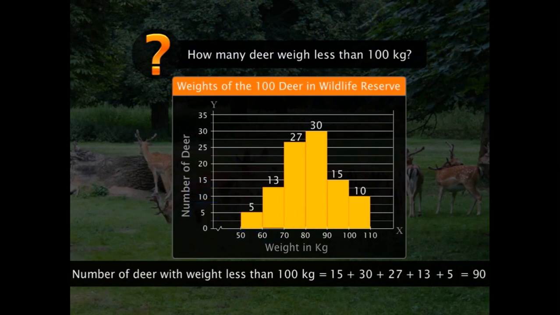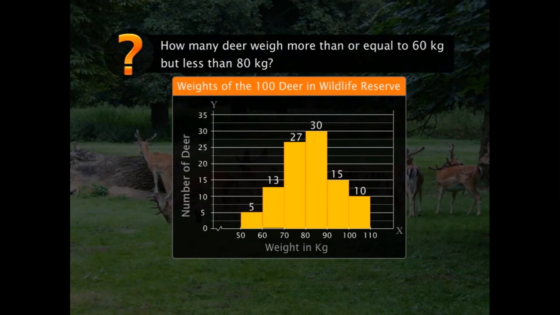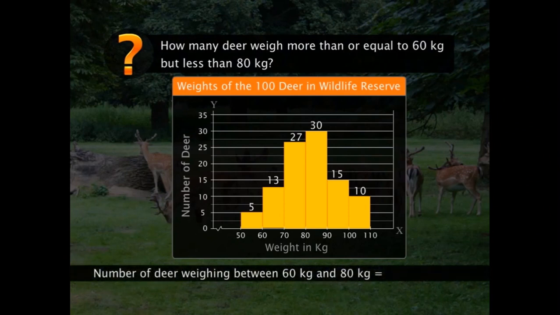Thus, we can find that 90 deer weigh less than 100 kilograms. Now, you read the histogram and find how many deer weigh more than or equal to 60 kilograms but less than 80 kilograms. First, we note the class intervals that include weights more than 60 but less than 80 kilograms. There are 2 such class intervals.